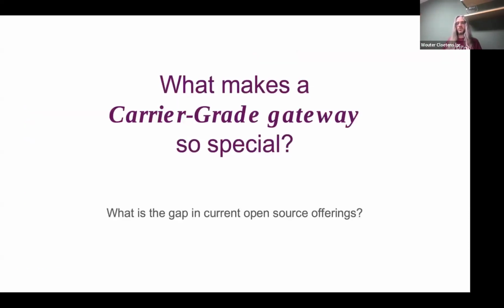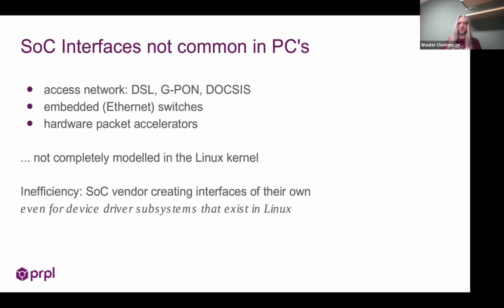So now, knowing what we know about PCs and the other embedded space, what is so special about this carrier grade? And what does that mean? What does current open source not offer? Why do we need to do more than what we have? Well, it's really hard, and this is a bunch of slides.